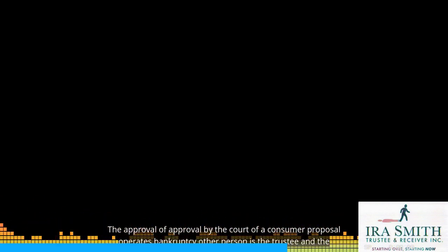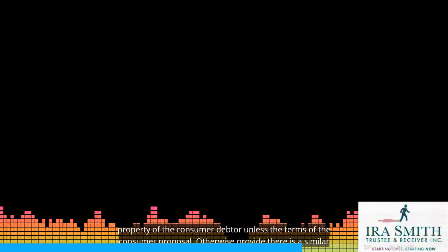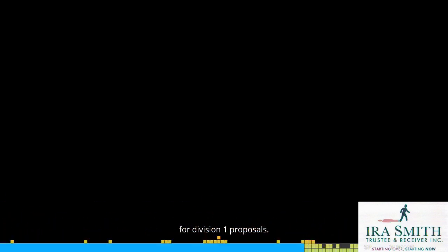D. The approval or deemed approval by the court of the consumer proposal operates to annul the bankruptcy and to revest in the consumer debtor, or in such other person as the court may approve, all the right, title and interest of the trustee in the property of the consumer debtor, unless the terms of the consumer proposal otherwise provide. There is a similar provision for Division 1 proposals.